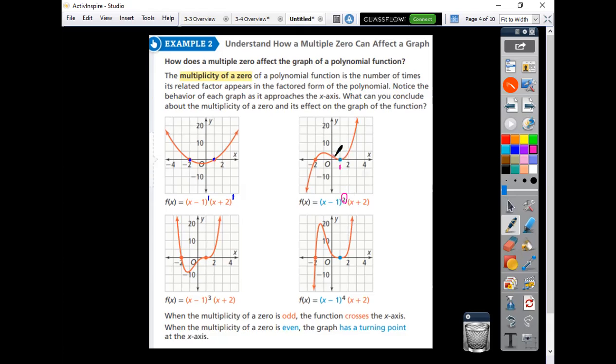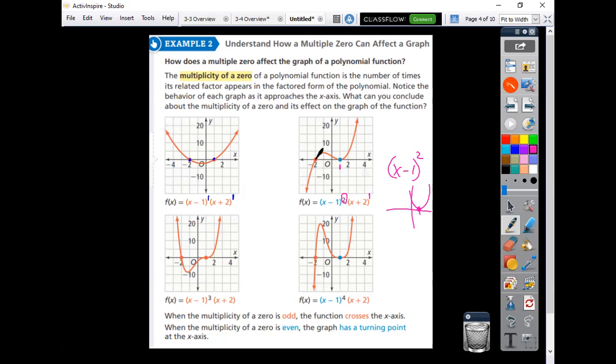Just like on a parabola that has a double root, like if I said x minus 1 squared was the parabola, at 1, the parabola shifted 1 to the right, right? So at 1, it just bounces off the x-axis. And then on this one, when does x plus 2 equal 0? Negative 2, but it has a multiplicity of 1, so it goes through.